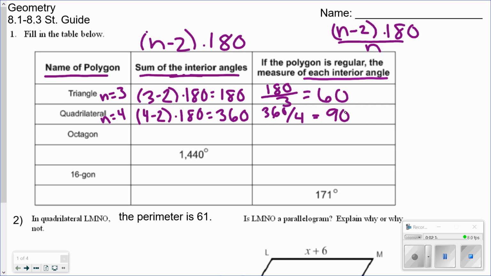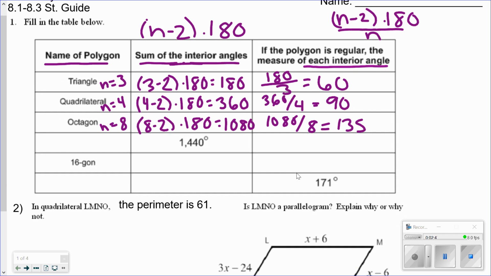Octagon, how many sides are in an octagon? Well, we know that that is 8, so I need to do the same thing. Let's do 8 minus 2 times 180, and when you plug that in, you get 1080. Now, if this was a regular octagon, what's the measure of just one interior angle? Well, I need to take my 1080, divide that by the number of sides, which is 8, and we get 135.